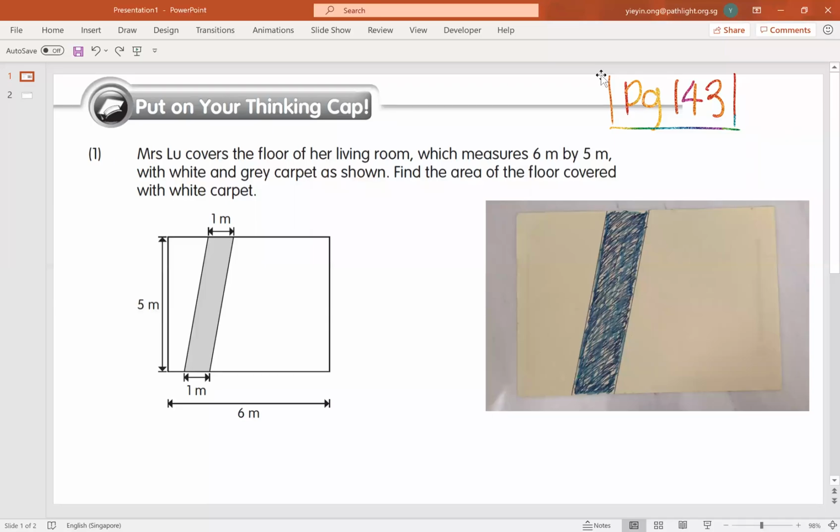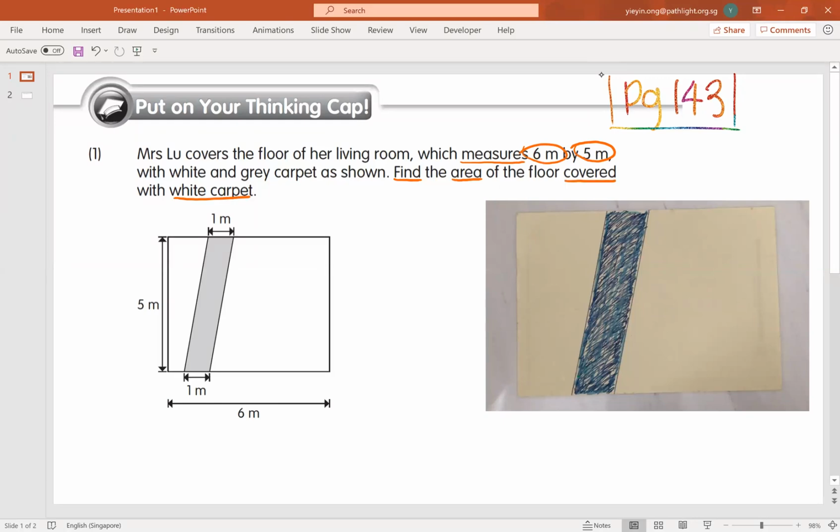We are going to do work with teacher for page 143 and 144. So let's take a look at question 1. Mrs. Lu covers the floor of her living room, which measures 6 meters by 5 meters. You can see the dimensions are given over here in the figure, with white and grey carpet as shown. Find the area of the floor covered with white carpet.